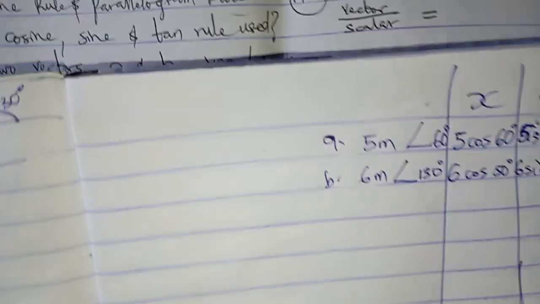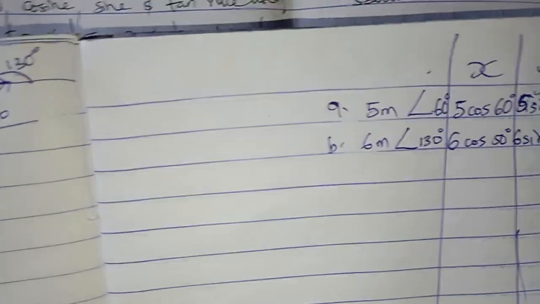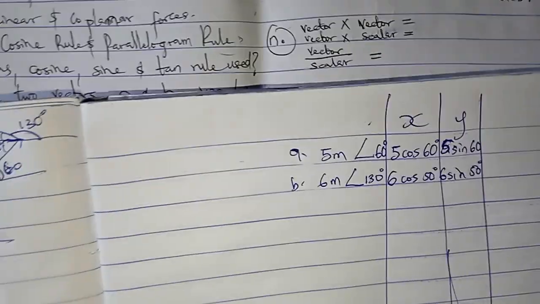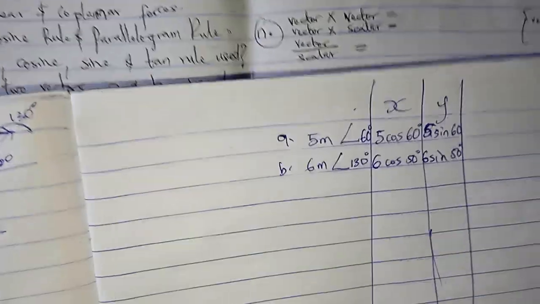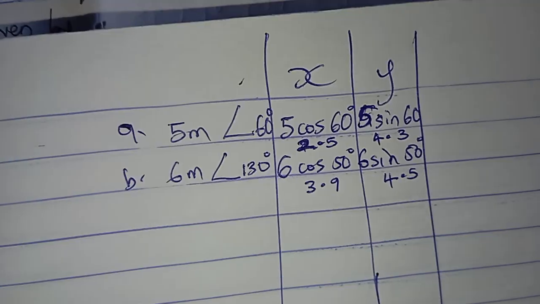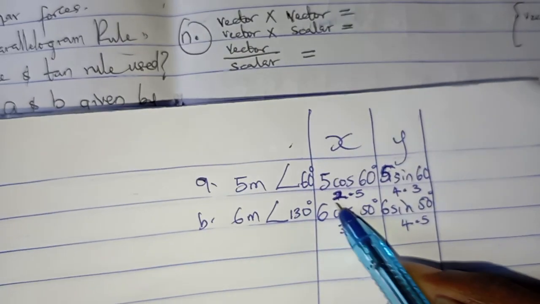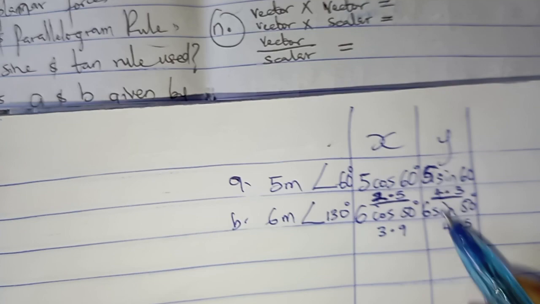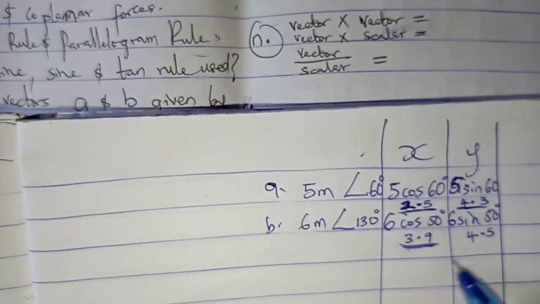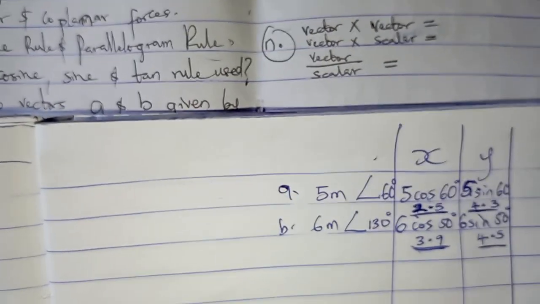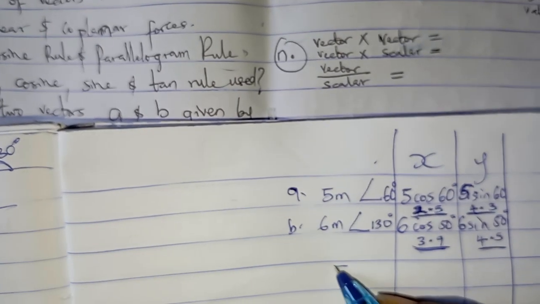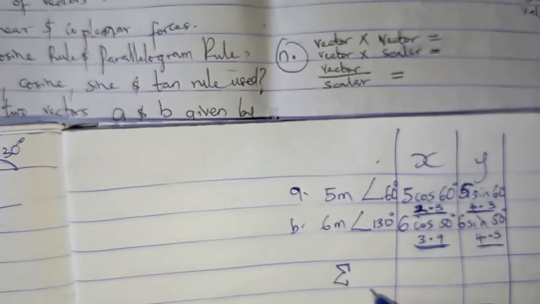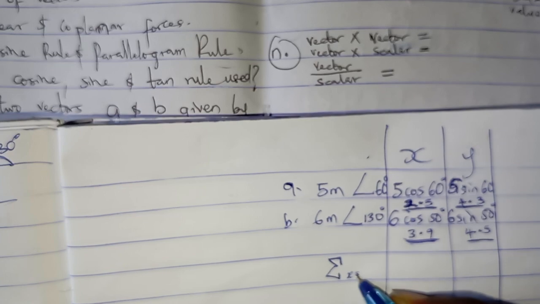So if we finish this now, what we need to do at this point is to find what all these angles will give us. Let's do it. So there you have it. 5 cos 60 gave us 2.5. 5 sin 60 gave us 4.3. 6 cos 50 gave us 3.9. 6 sin 50 gave us 4.5. So we have to get the sum, that is the X and Y.